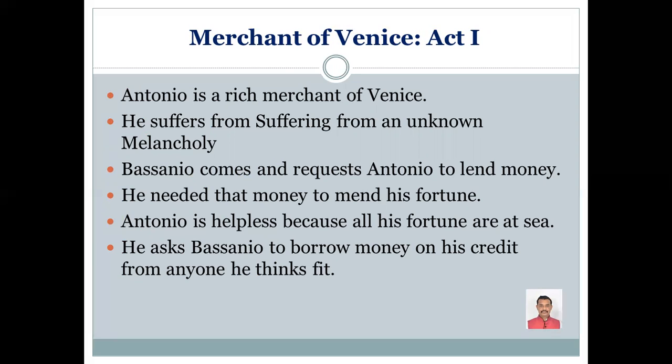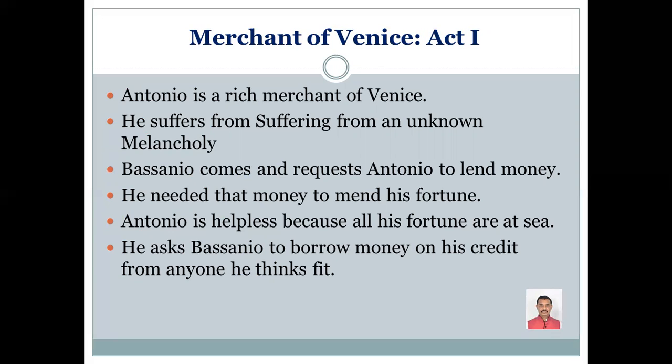And now also, when the drama begins in the first act, we find that Bassanio has come to the house of Antonio. Bassanio comes and requests Antonio to lend some money. He needs that money to mend his fortune and to pay his debts by marrying a beautiful heiress, Portia. Portia is extremely beautiful, and at the same time she is a rich heiress living at Belmont.